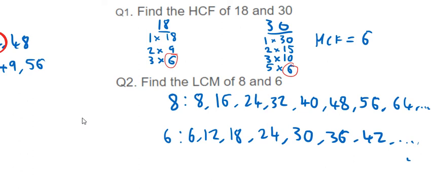So if we look for the lowest one this time again, just be careful. In both of our lists, it is 24. So the LCM of 8 and 6 is 24.